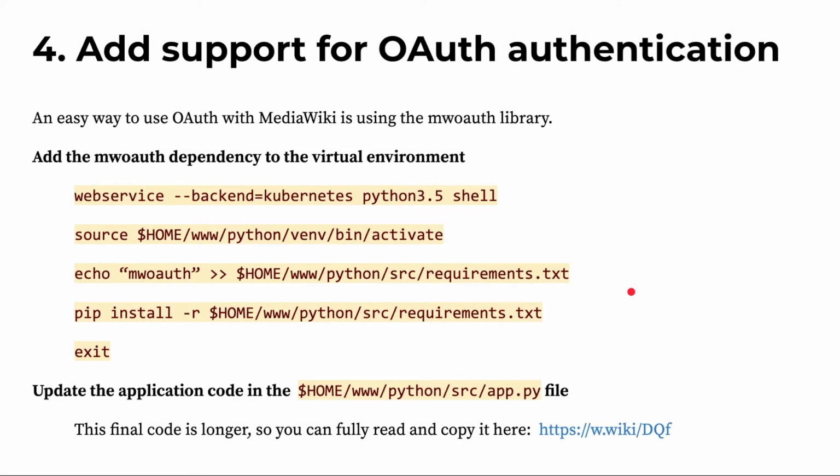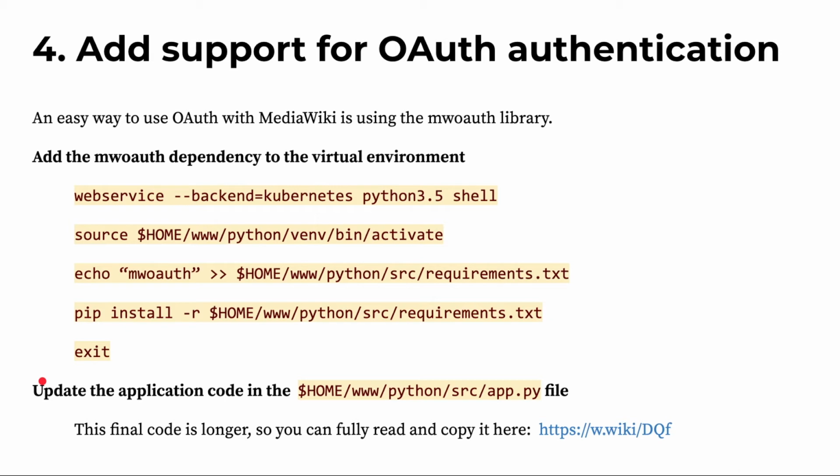Last step, and the bit more complicated one, we will be adding OAuth support for authentication. One easy way to do this is with the MWAuth library that we can install for Python. So as we did before, we will open a new Kubernetes shell. For installing a library, we will activate the virtual environment. We will add the MWAuth library to the requirements.txt file, and we will install it with pip. Then we will exit the Kubernetes shell, and we will be on our SSH shell.